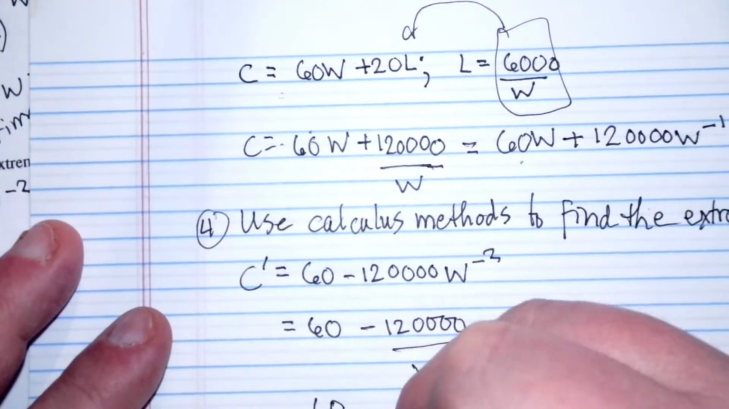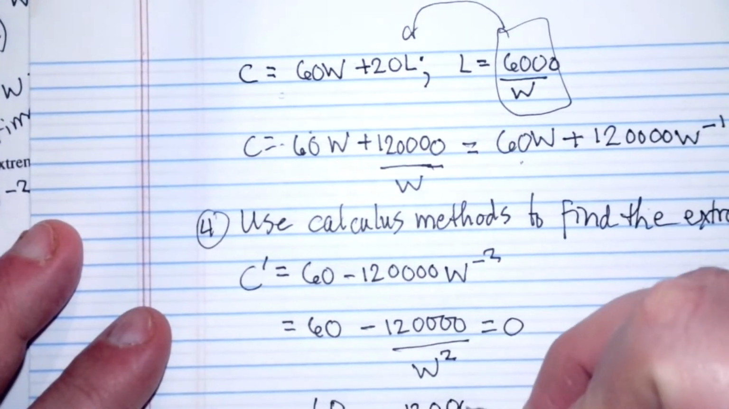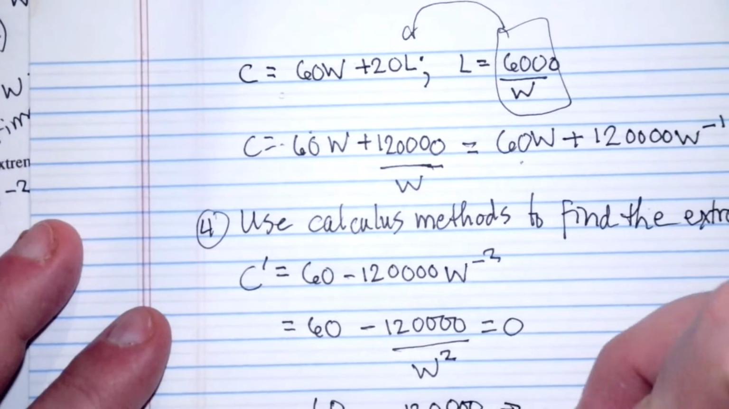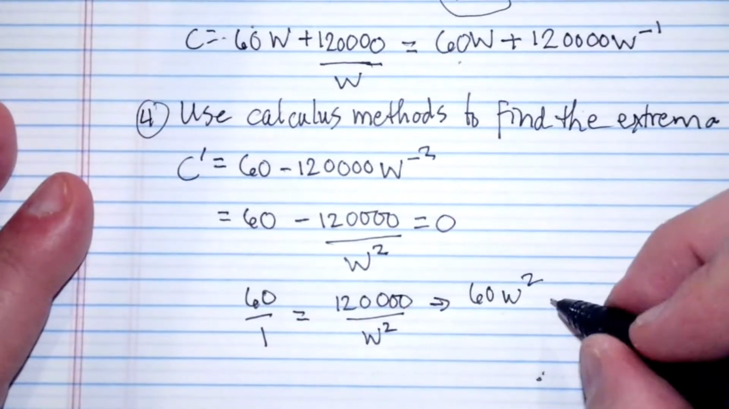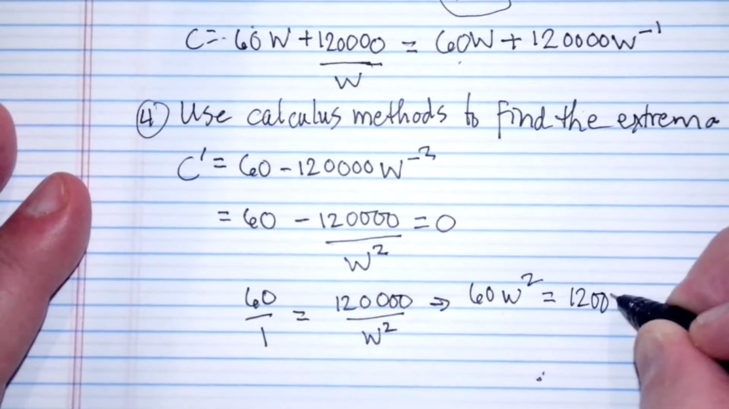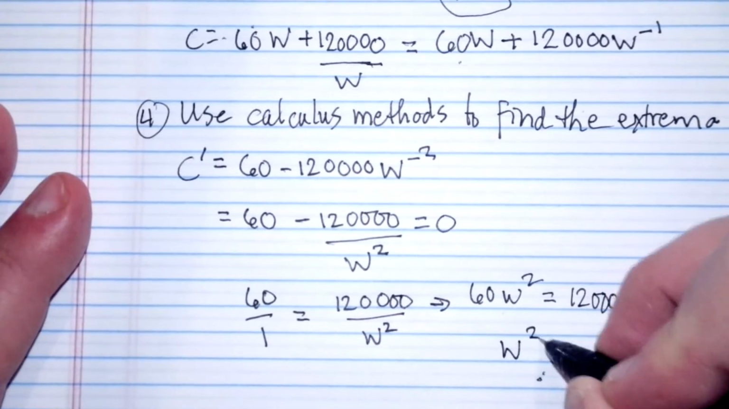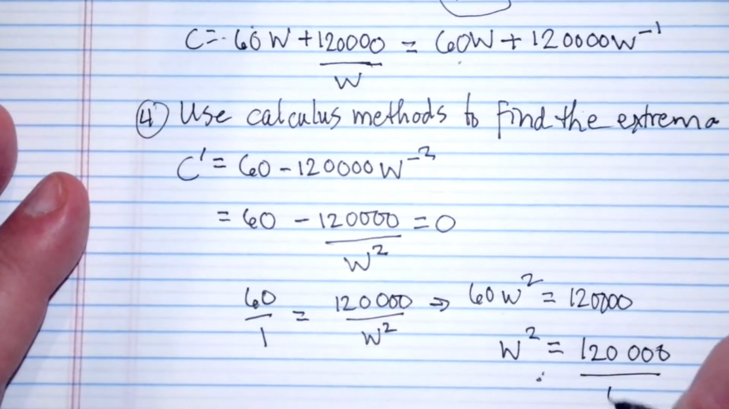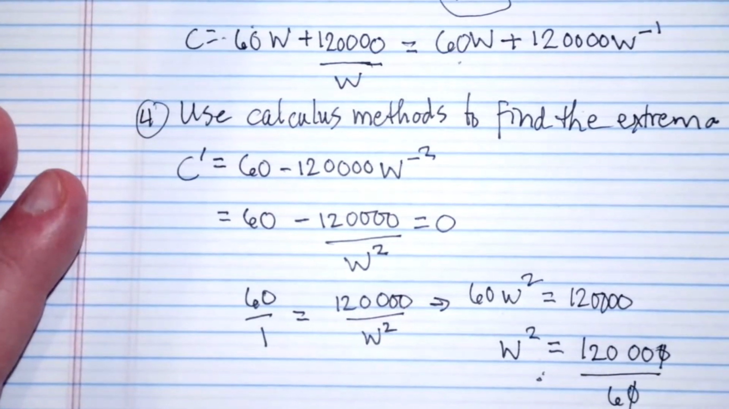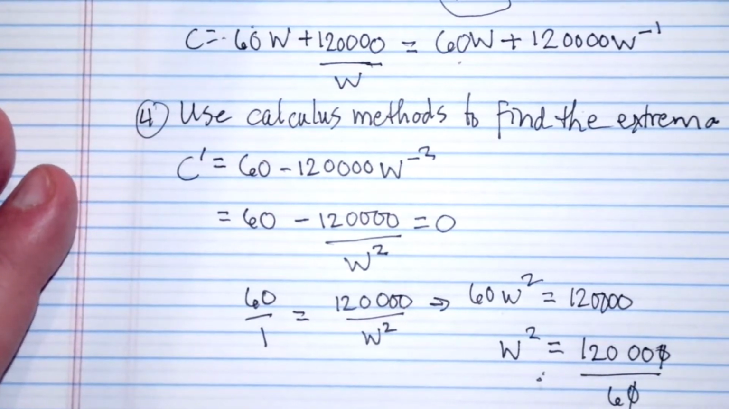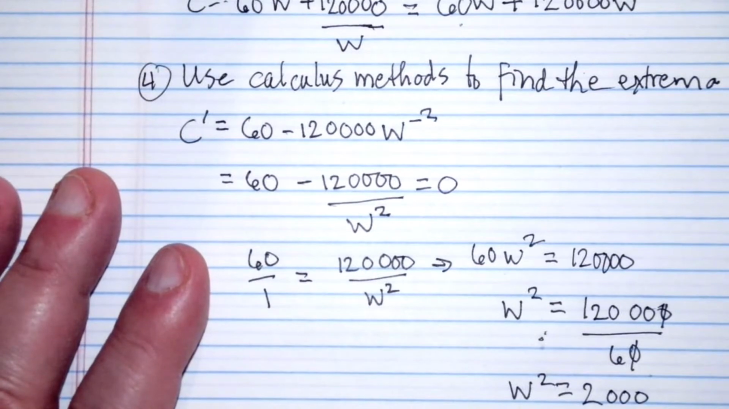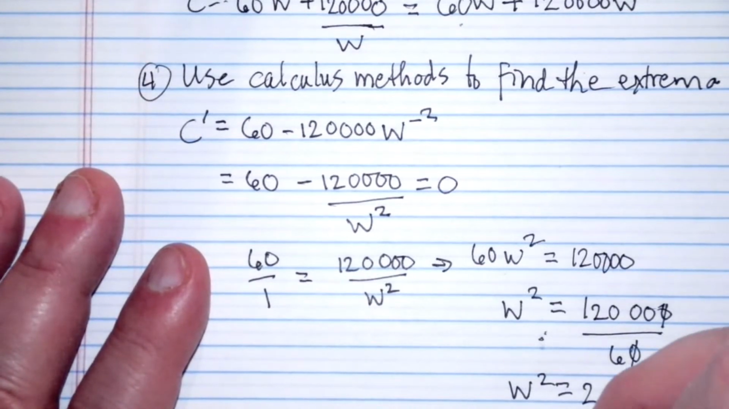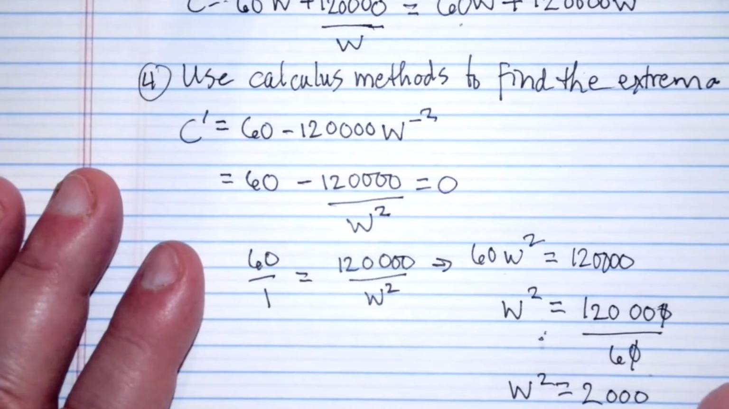Alright, so 60 over 1 equals 120,000 over W squared. That tells us that 60W squared equals 120,000. And to me that looks like it's going to be 2,000. W squared equals 2,000. Alright, so W then is equal to the square root of 2,000.